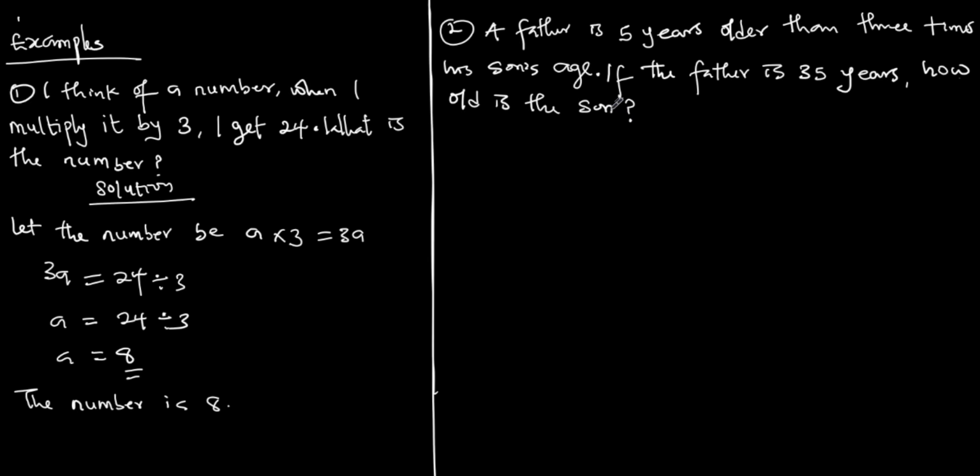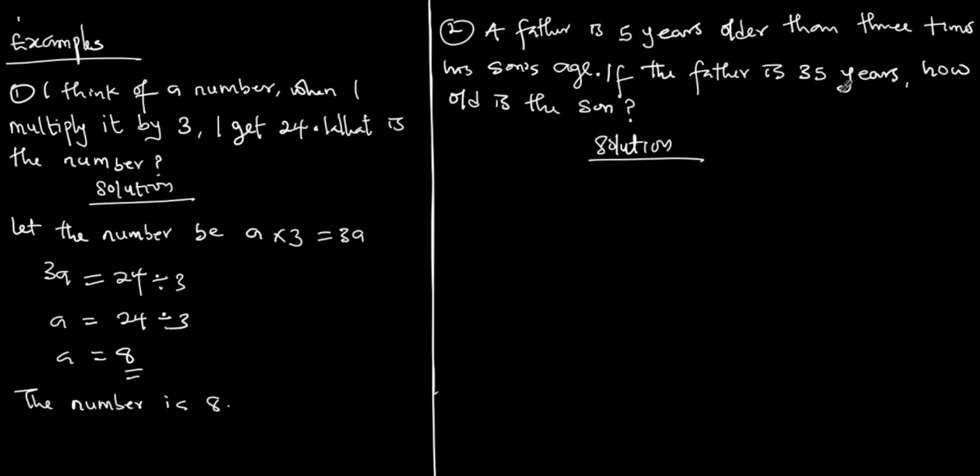Right? So question 2 now. It said, a father is 5 years older than 3 times his son's age. If the father is 35 years, how old is the son? Solution. You see, no question is difficult. Just take your time to interpret the word to equation. Number 1, find the unknown. What is the unknown? Father is 5 years older than 3 times the son's age.